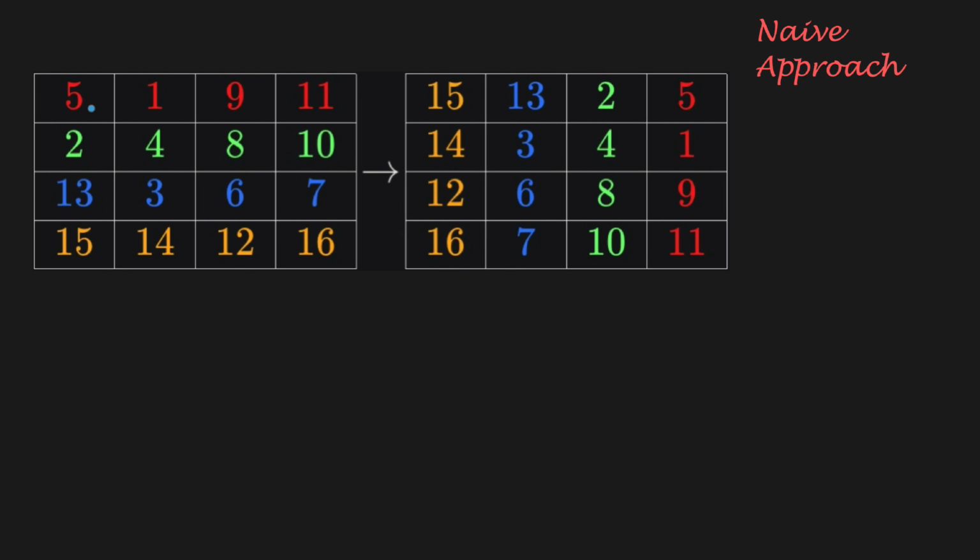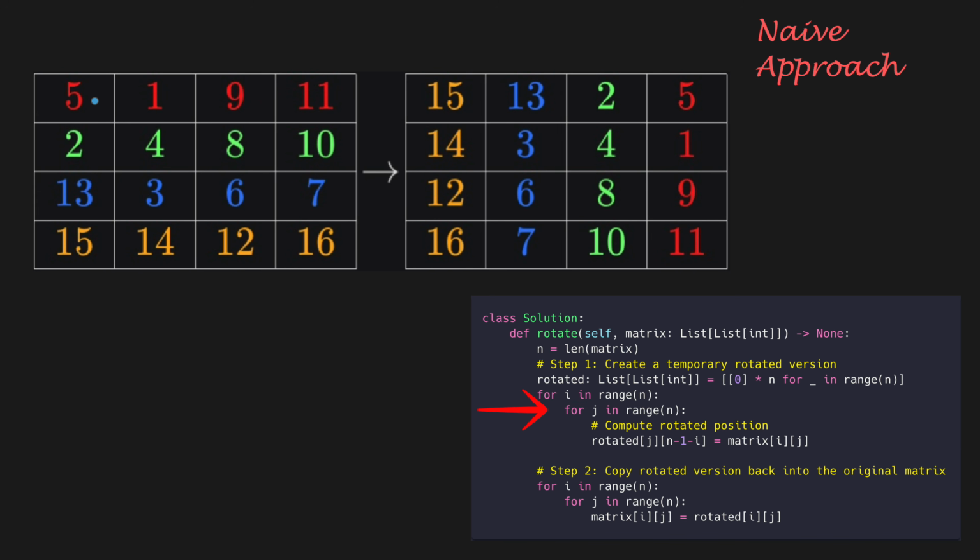Now there are many ways to solve this problem, and one of the simplest ways is to create a copy of the matrix as the rotated version. So to build this rotated copy, we can use two nested loops, one for rows and one for columns. Now we can see that the first row in the input matrix moves to the last column in the rotated matrix. Second row moves to the second last column, and so on.